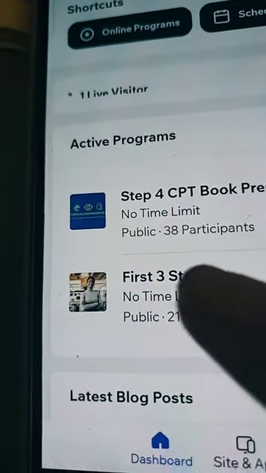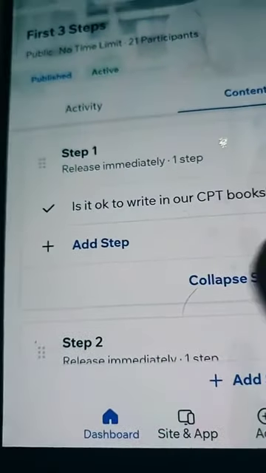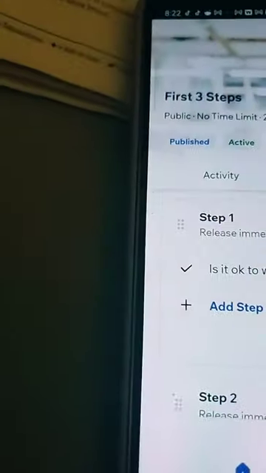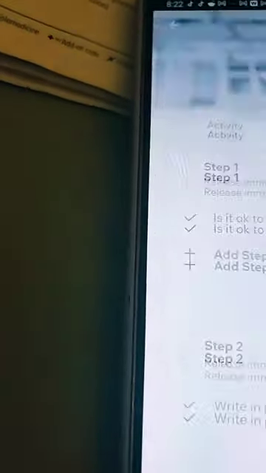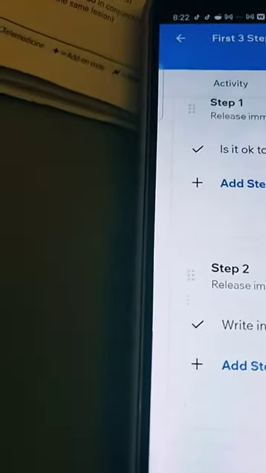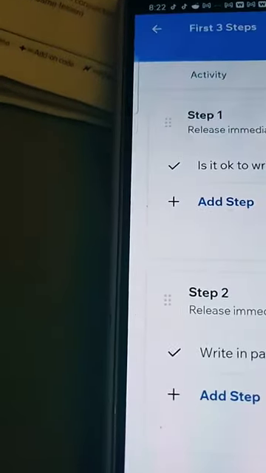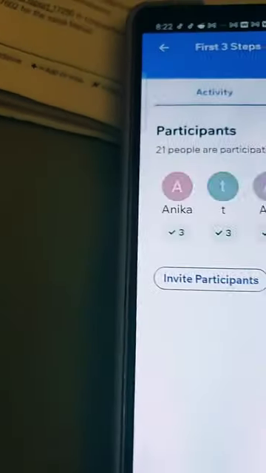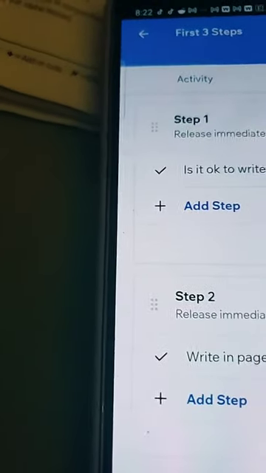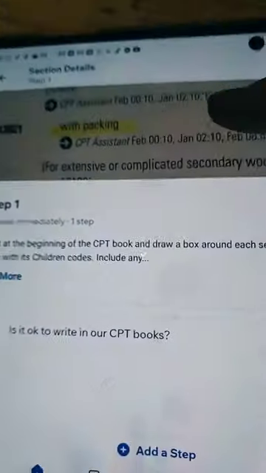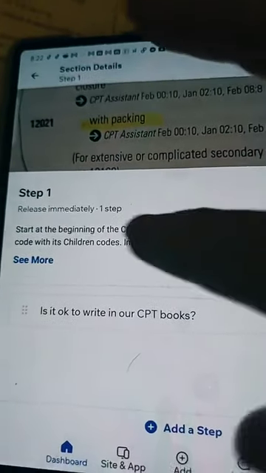I've got first 3 steps, no time limit, right there, and the content. Step 1 is what to write in your book. Let's see, what does that look like? I'm not sure how to, but I will figure it out. There we go. And see, I'll have some screenshots and some wording that will show you.